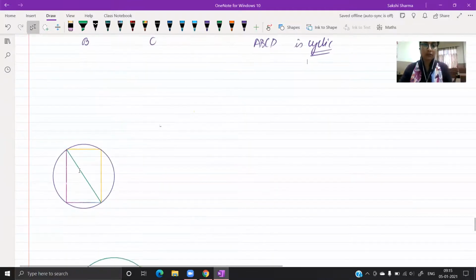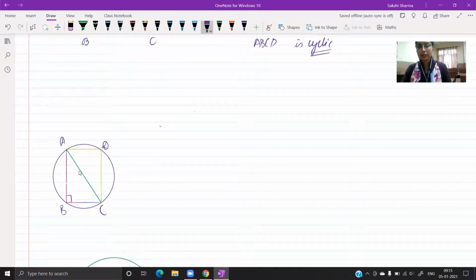So if you can observe, this is the same figure. In triangle ABC, a 90 degree angle was formed at B. In triangle ADC, a 90 degree angle was formed at D. Because this quadrilateral is cyclic, we can draw a circle passing through all four vertices. And once you can draw this circle, now you can apply the properties you have studied about circles till now.